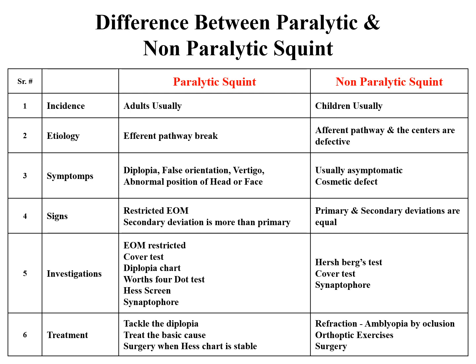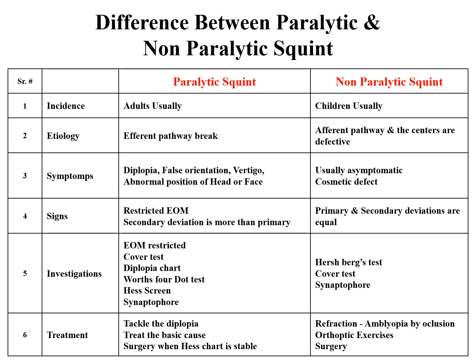As far as signs are concerned, in case of paralytic squint, there is a restriction of extraocular movements in the direction of the paralyzed muscle, and secondary deviation is always more than the primary. But in case of concomitant squint, there is no restriction of extraocular movements, and primary and secondary deviations are always equal.